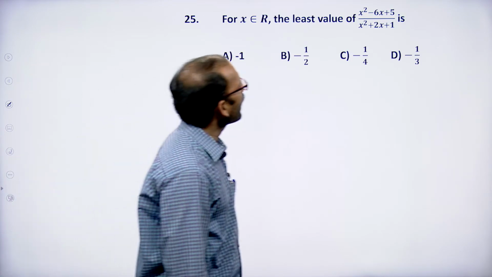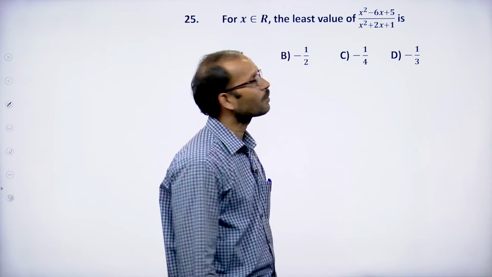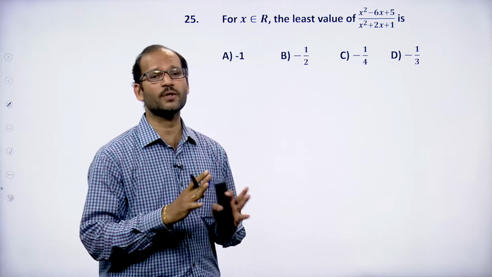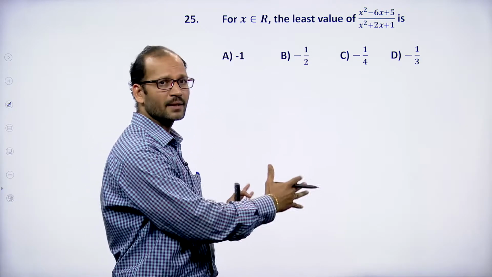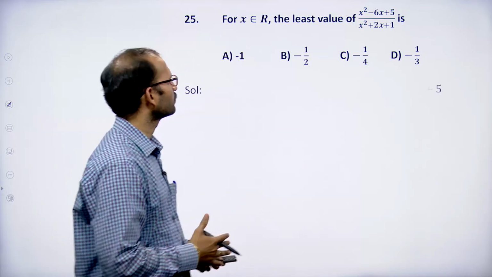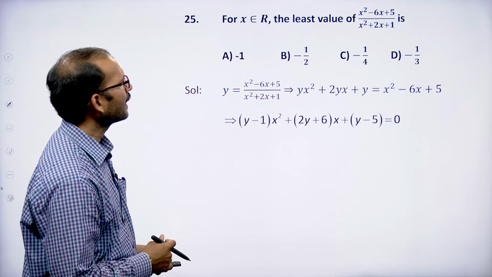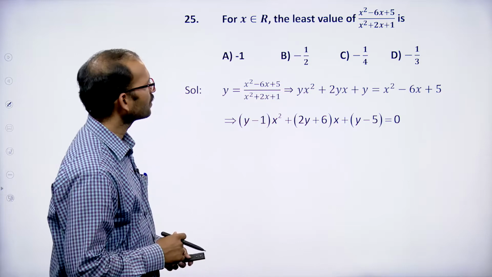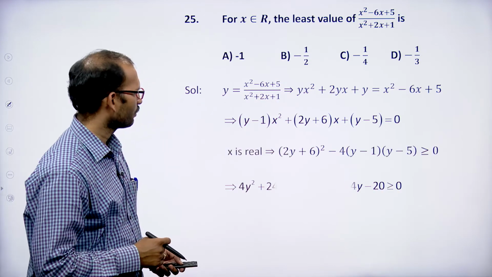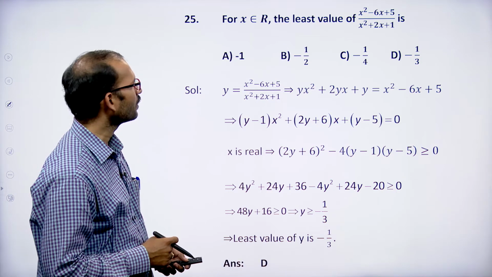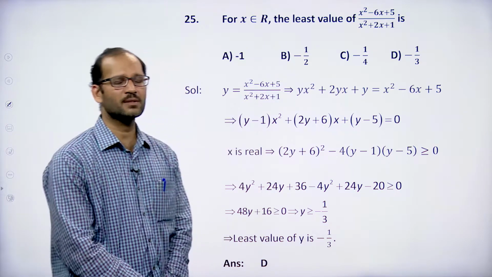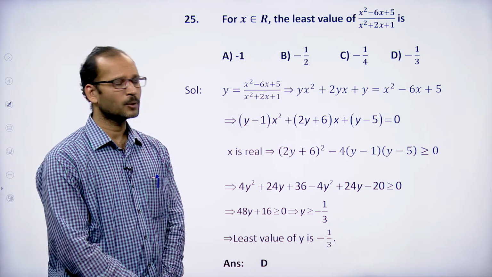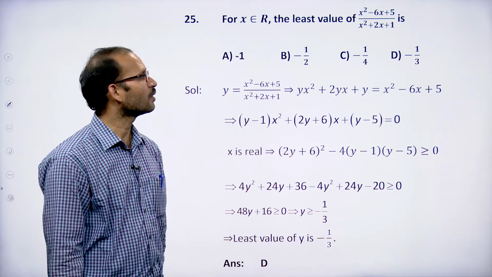The least value of (x² − 6x + 5)/(x² + 2x + 1). Here if you observe, the coefficients are not numerically the same. So we have to go with the general method, taking the expression as y and proceeding. Take this as homework. Please note down (x² − 6x + 5)/(x² + 2x + 1). You need to find the least value, and the answer is D, −1/3. Please note down the answer and the question, and solve on your own. You should get −1/3 as the least value of that expression.